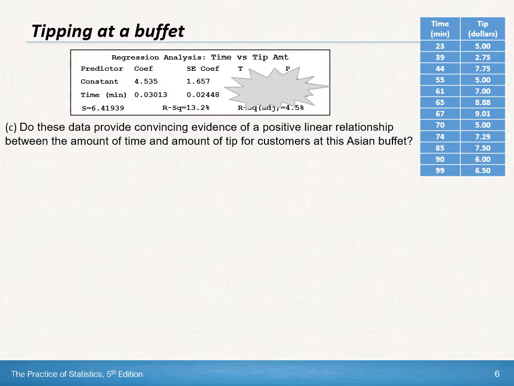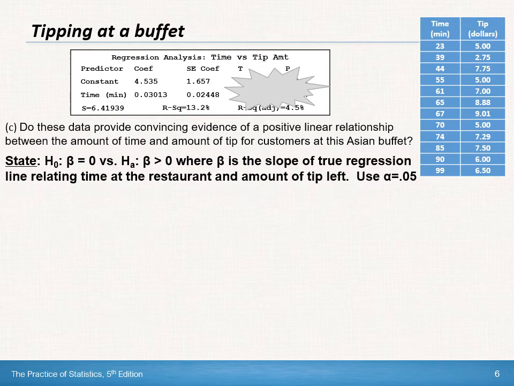All right, so this is a 4-step process. Think about what the state will be. All right, so the null hypothesis is that beta is equal to 0, and if there is a positive linear relationship, like the question's asking, that means the alternative should be that beta is greater than 0. And then again, of course, we have to say what beta is.